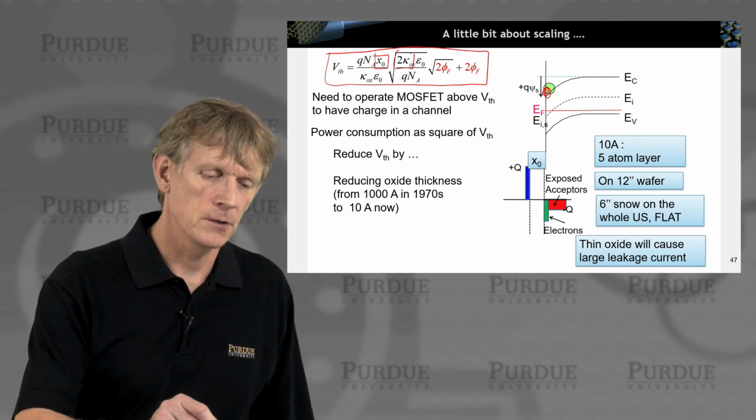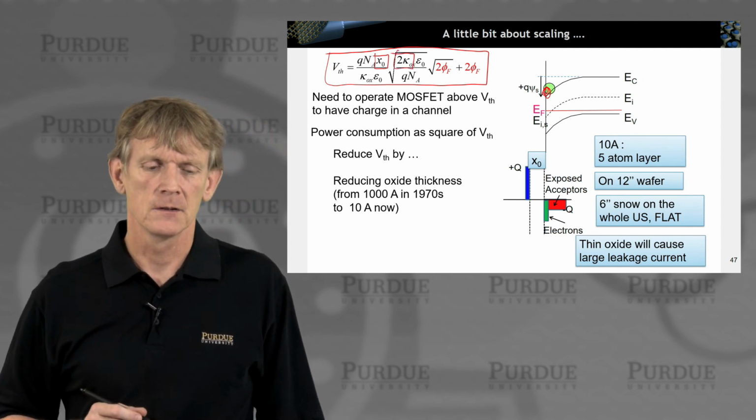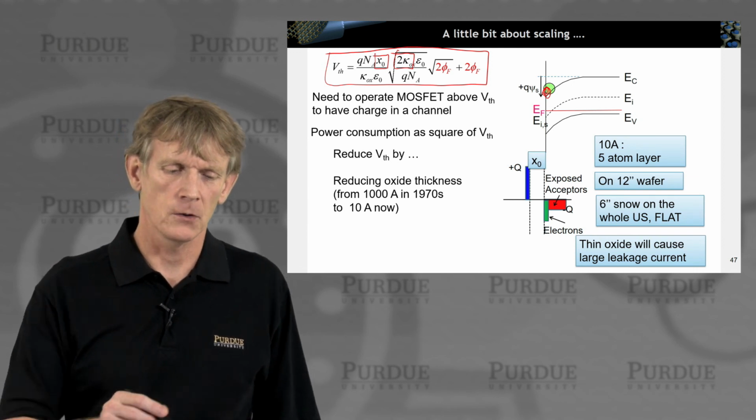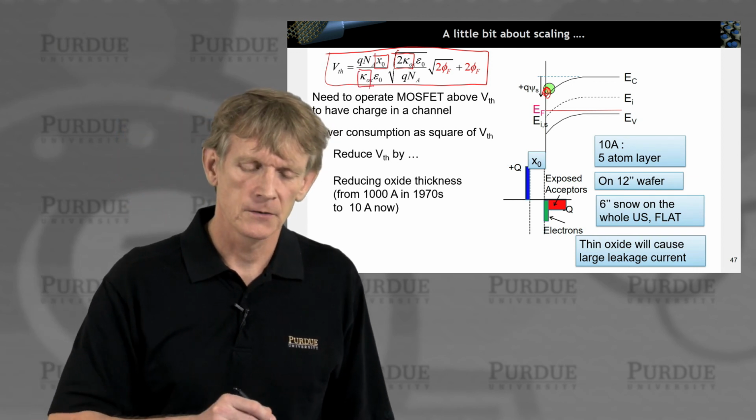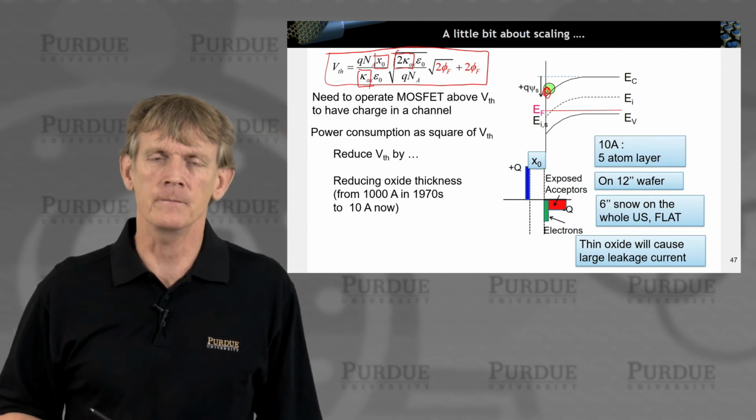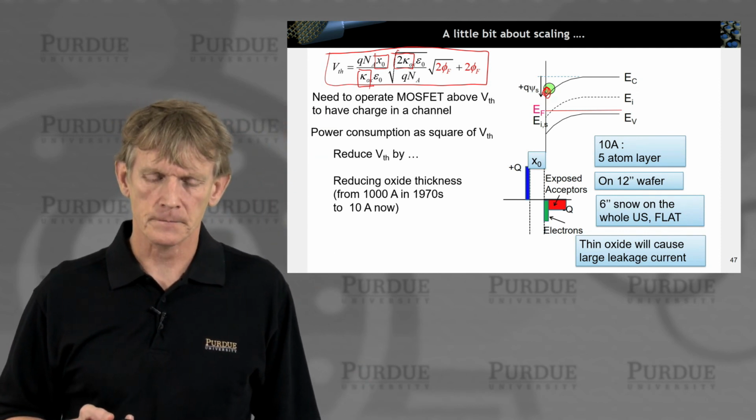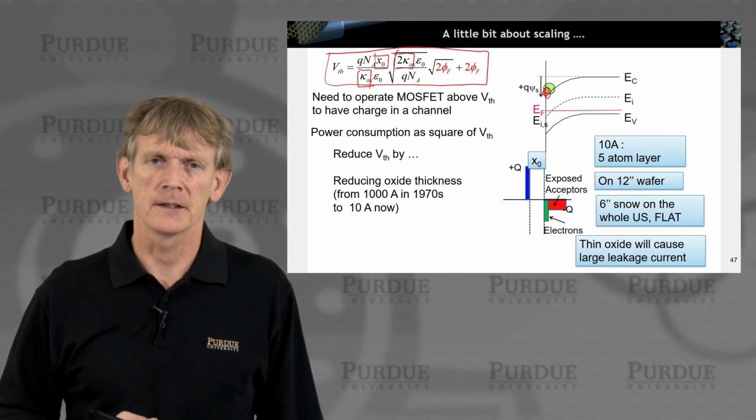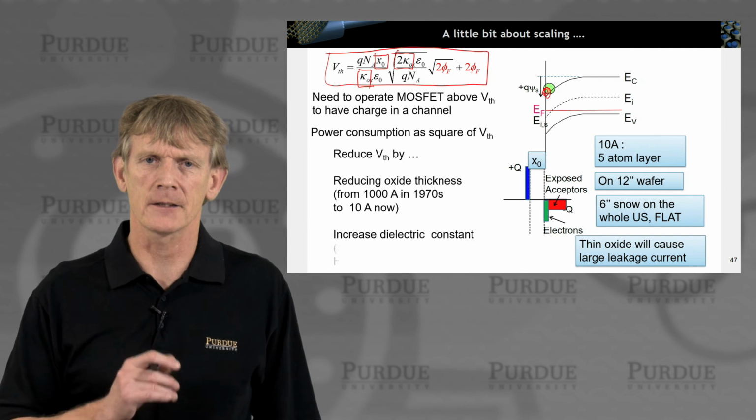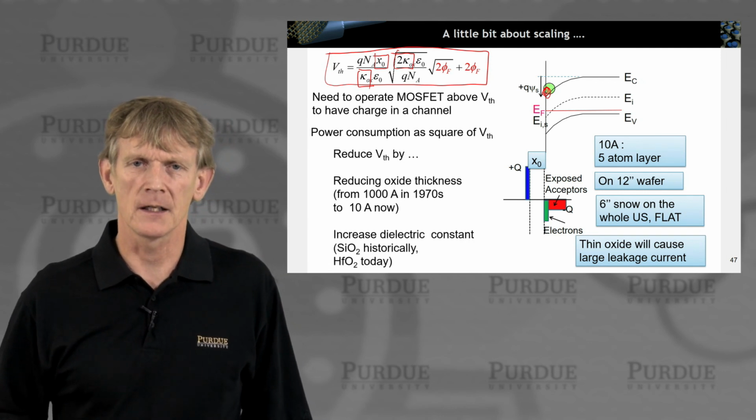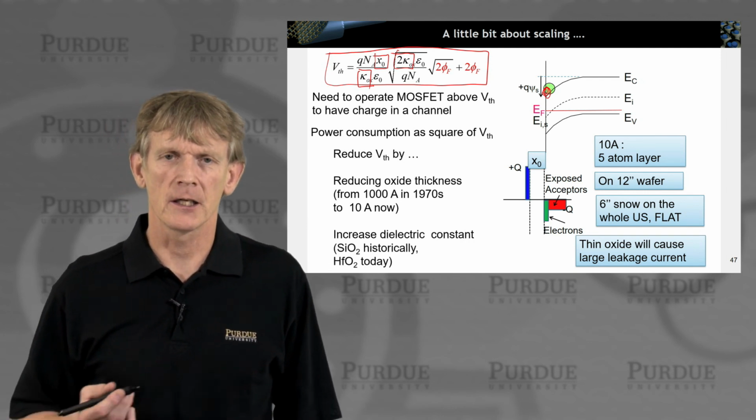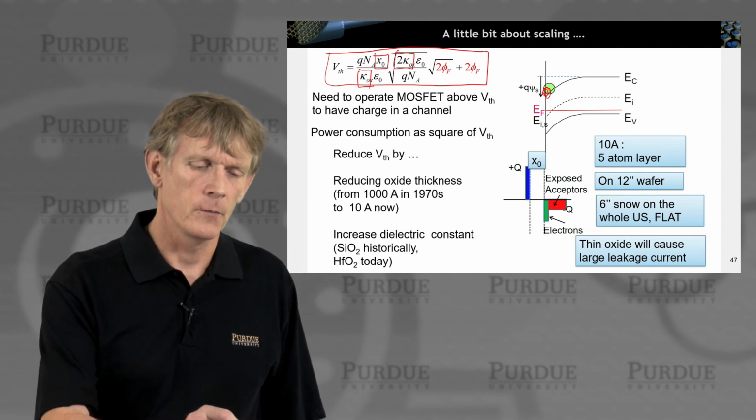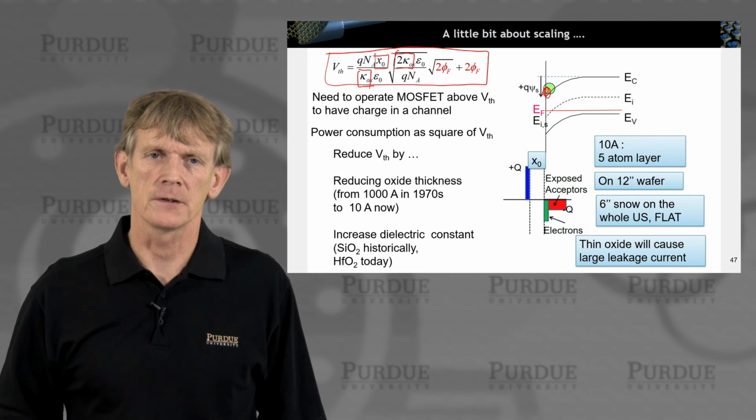You can change the oxide dielectric here, which you have in the denominator. So you increase the oxide dielectric, okay? That's called, people talk about high K dielectrics, and hafnium oxide is one of those. So typically we had silicon dioxide, and now we have high K dielectrics that reduce the threshold voltage, okay?